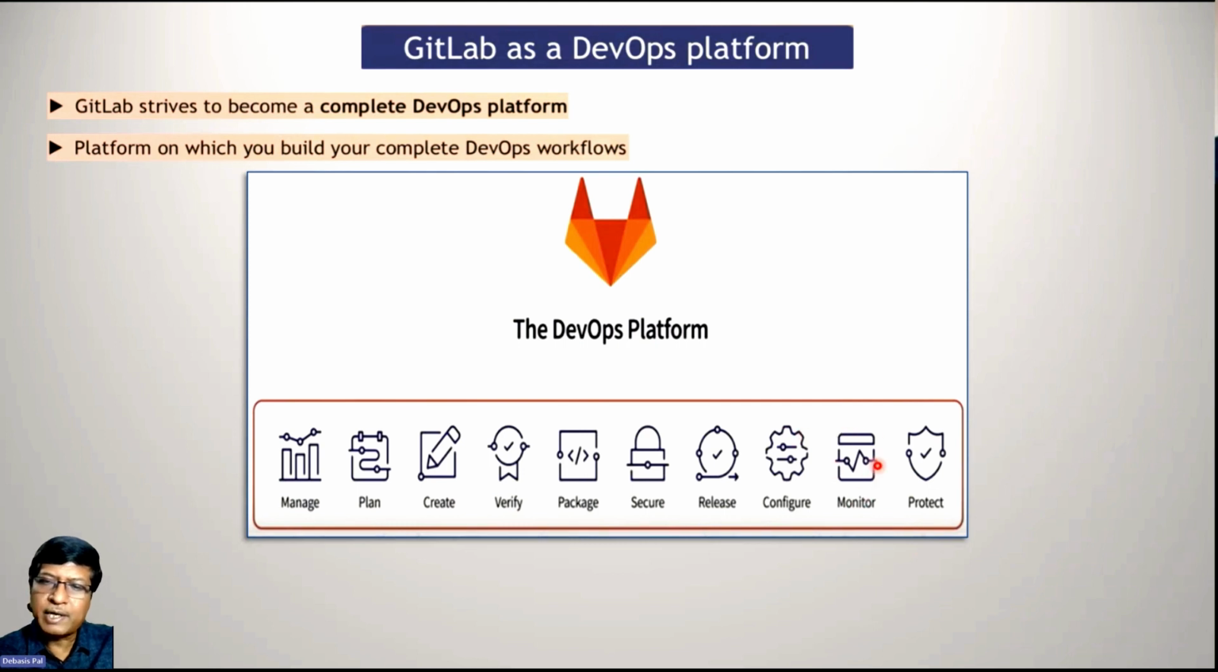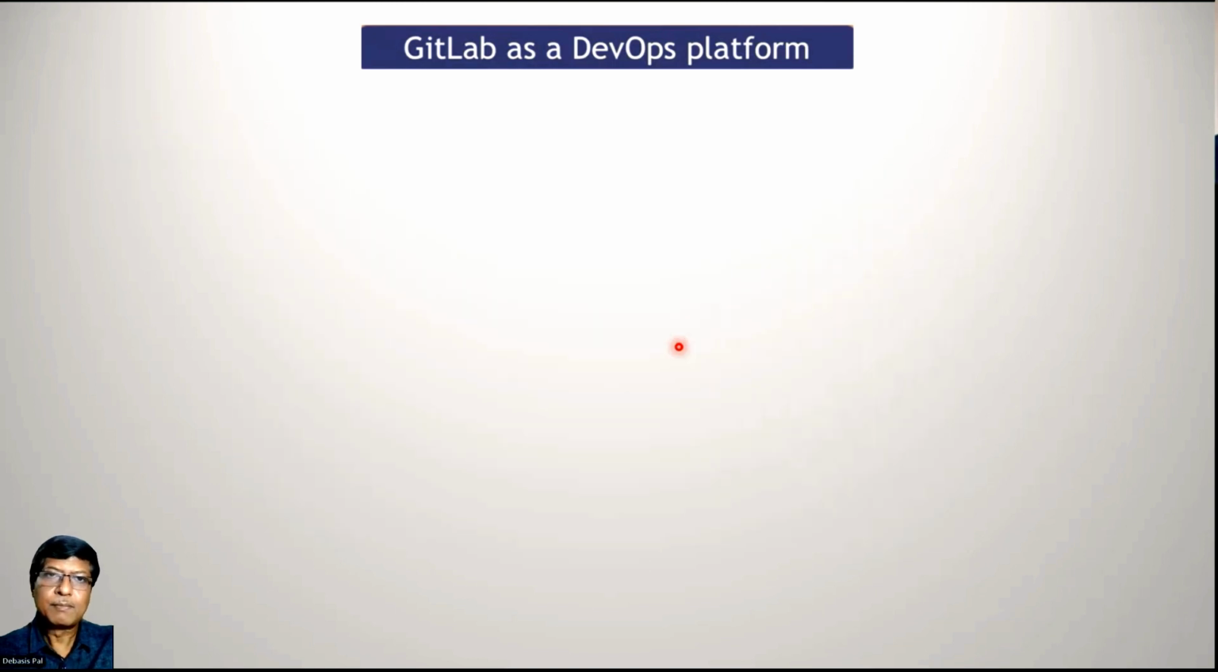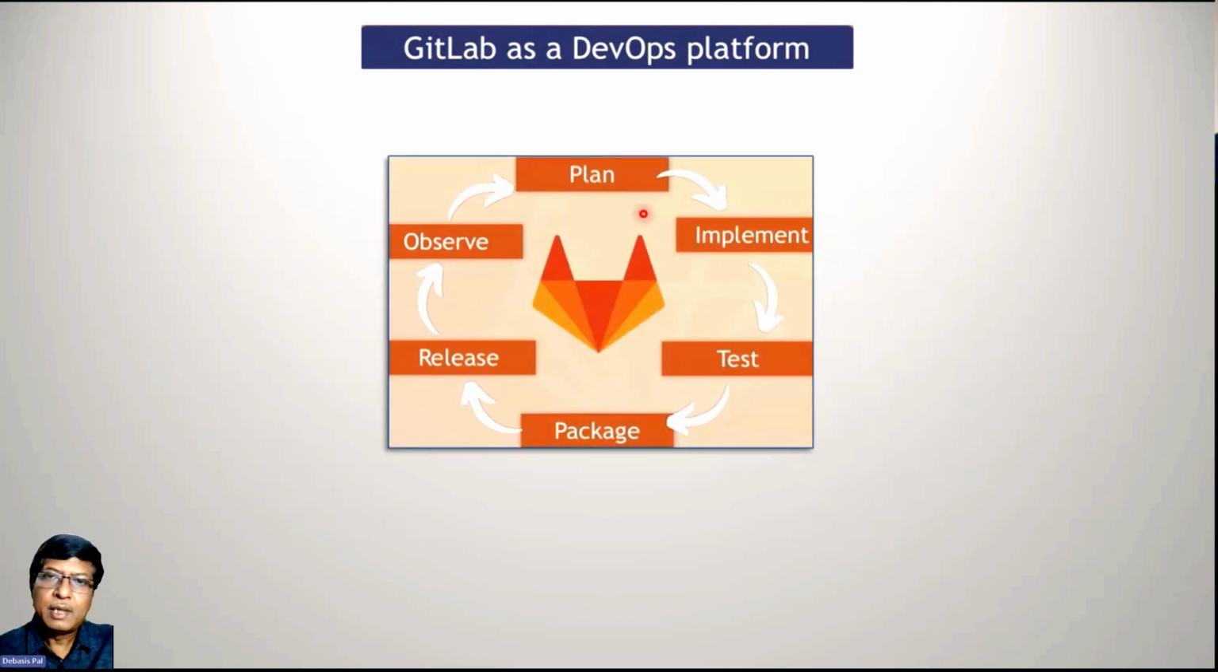Finally, it has been delivered or deployed into production. Another very important part is to continuously monitor the health of the product that you have deployed onto production. Who is going to help you do that? Again, GitLab. Okay. So you plan, you implement. Implement is develop and build. You test, package, release, observe. Observe or monitor.